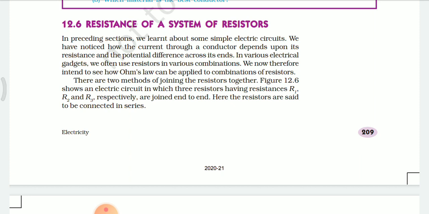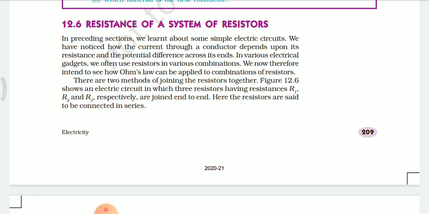आज मैं आपके लिए लेकर आया हूँ पार्ट 4, जिसमें हम पढ़ेंगे 12.6 रेसिस्टेंस ऑफ अ सिस्टम ऑफ रेसिस्टर्स। In the preceding sections, we learned about some simple electric circuits. We have noticed how the current through a conductor depends upon its resistance and the potential difference across its ends. In various electrical gadgets, we often use resistors in various combinations. We now therefore intend to see how Ohm's law can be applied to combinations of resistors.